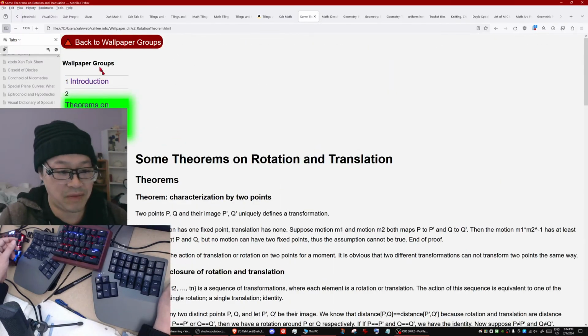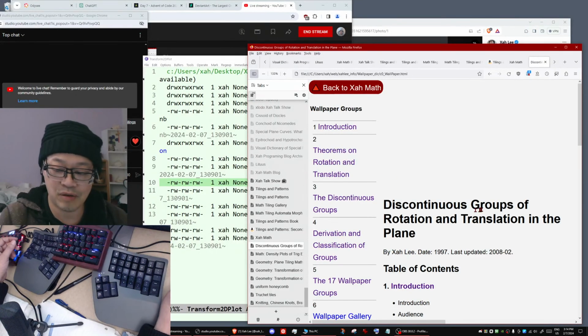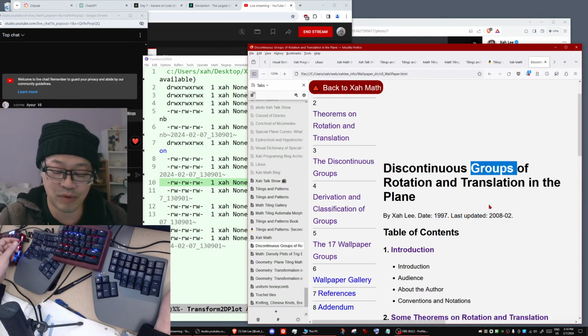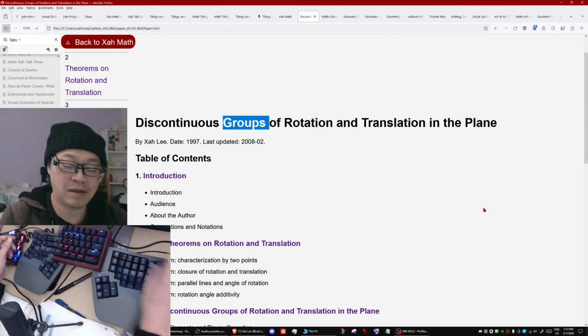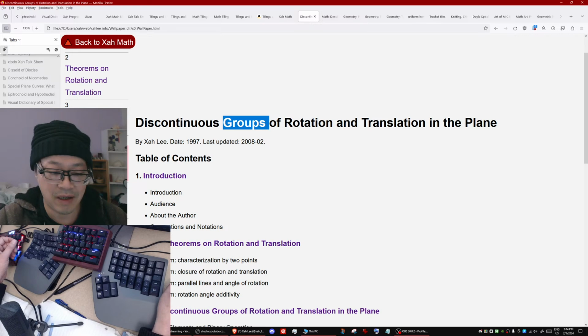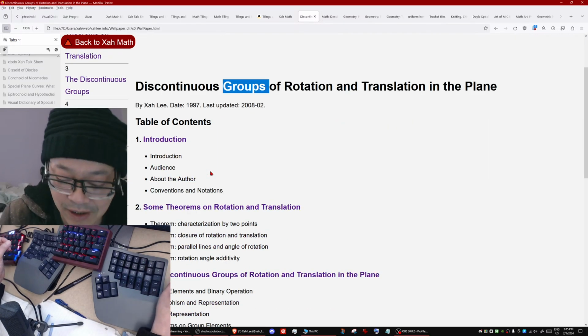The subject of this page is about groups. So group theory, that's part of abstract algebra. Yeah, I recommend that you read this. It gives you a taste of what abstract algebra is, if you haven't encountered it yet.